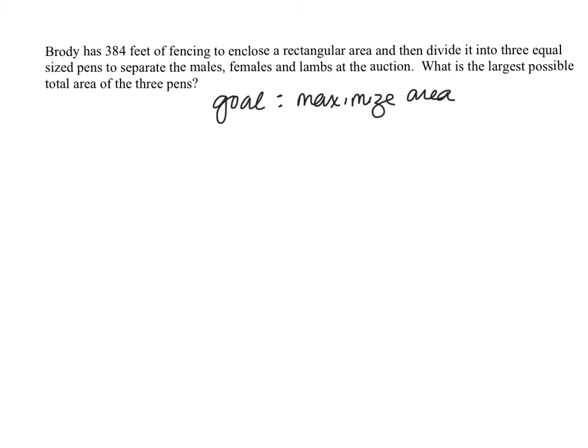So it says Brody has 384 feet of fencing to enclose a rectangular area. And then that rectangle is going to get divided into 3 equal-sized pens. So let's try to draw a picture of this scenario. So we have one big rectangular area, but then he's also going to use the fencing to divide this big rectangle into 3 smaller equal-sized rectangles. So our picture will look something like this.